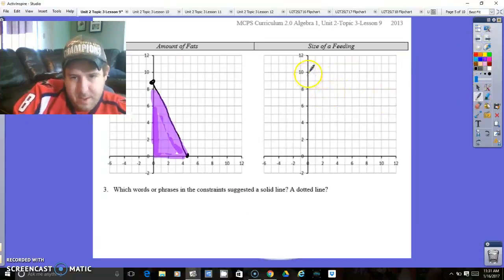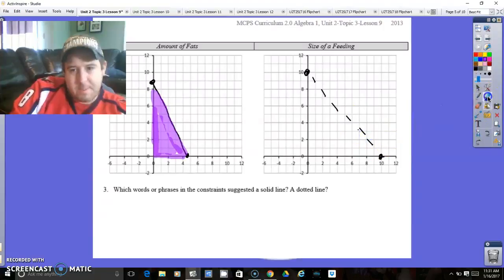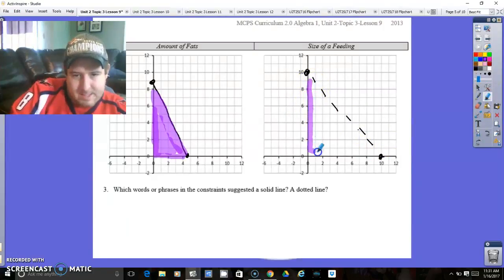And the last one, 10 divided by 1 is 10, 10 divided by 1 is also 10. So that one's pretty easy. The x and the y-intercepts are both 10. It's going to be a dotted line because you can't have exactly 10 ounces, but it can be anything less than 10 ounces, and that would look like this.